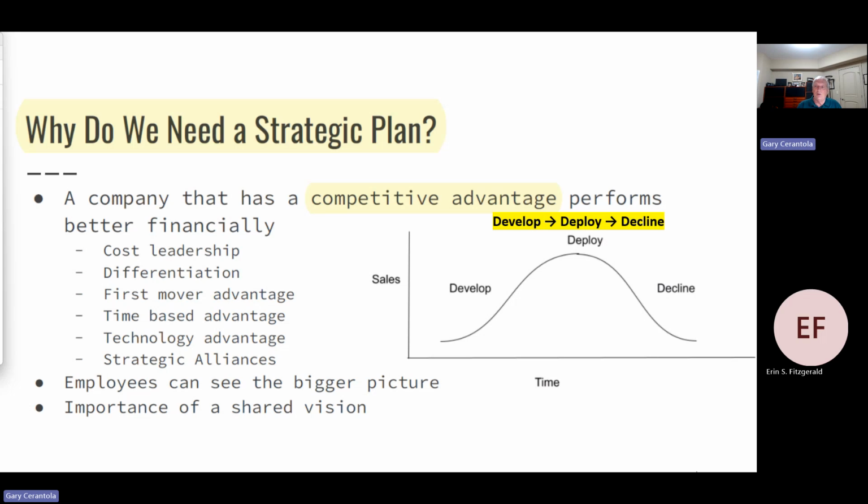Wanted to bring you back, we've seen this chart before. You can see a lot of highlighting going on here. But again, competitive advantage. This is what strategic planning is all about. How you create and sustain competitive advantage. And again, you've got to understand that you develop, through different strategies, cost leadership or differentiation or first mover advantage, whatever strategy that you have, you develop that strategy and then you deploy it.